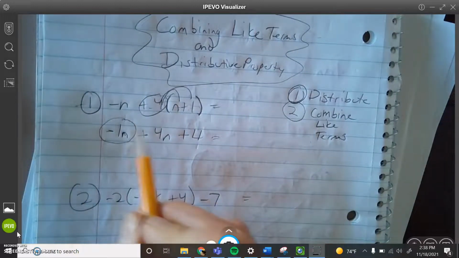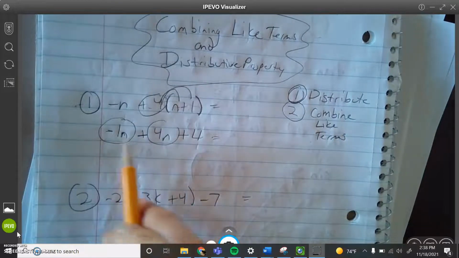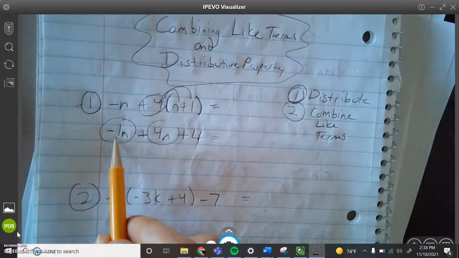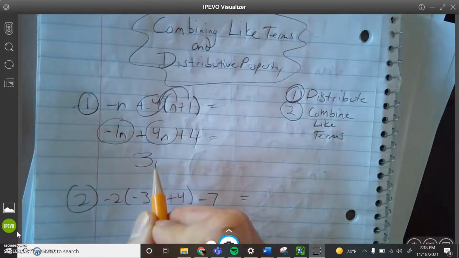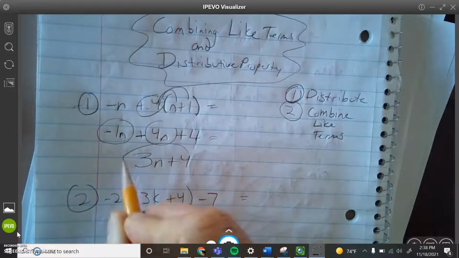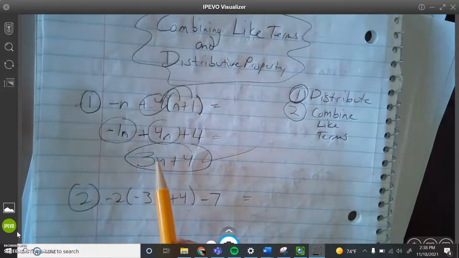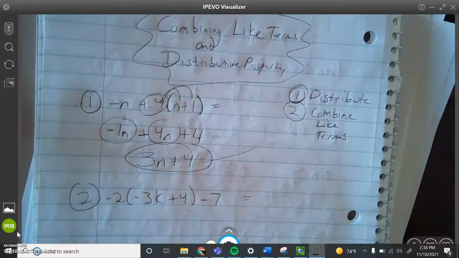Now, negative 1n and 4n, I'm going to combine like terms. The n's are together, the 4 is not, so sad. So negative 1 plus 4 is 3. 3n, and then bring the 4 down, and we good, because the 3n and the 4 are not like terms. I can't put them together, so I'm just going to leave it like that. I'm done. There we go.